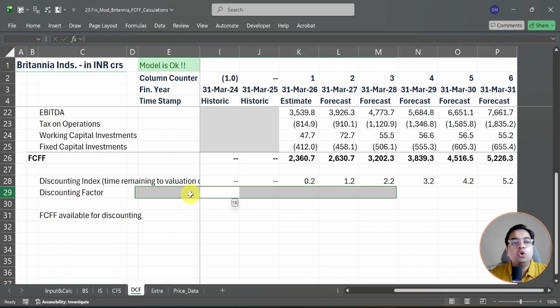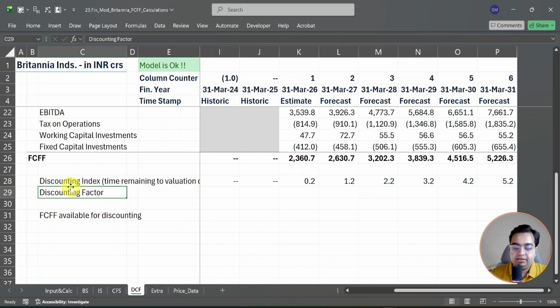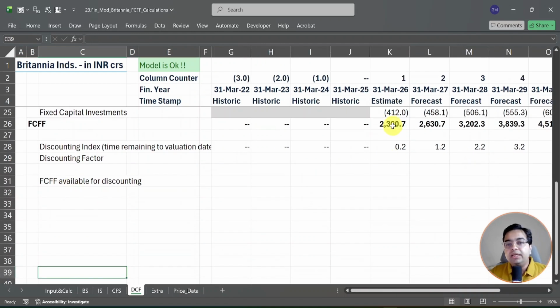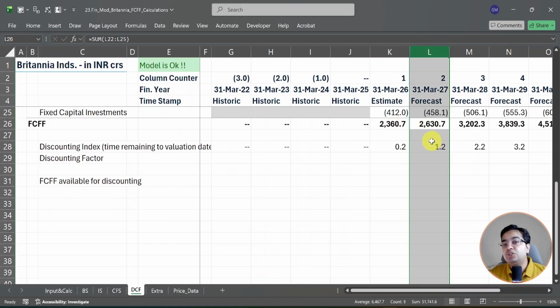The next row talks about the discounting factor. Let us also understand this part. So now, if this is my free cash flow for March 2027, which will be generated in financial year March 27.